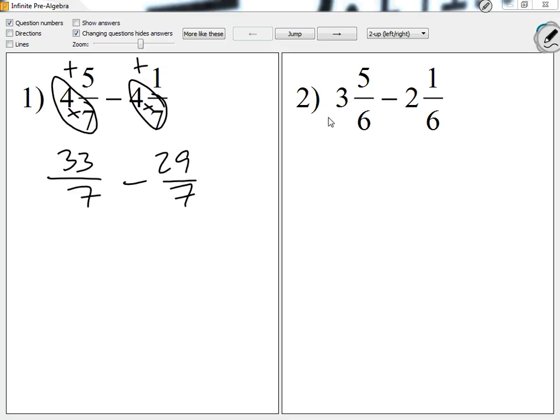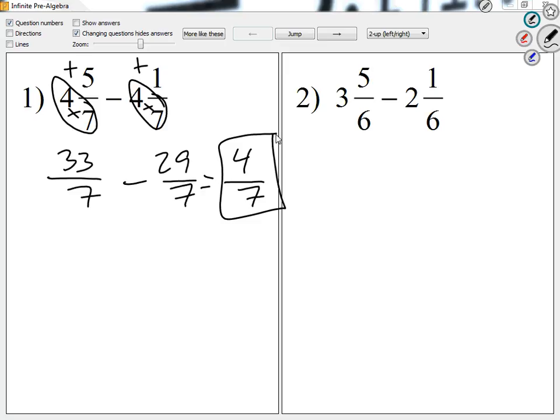For the first two questions, 1 and 2, I noticed that the denominator is the same. So just copy the 7. For the top, how much is 33 minus 29? 4. The bigger number is at the bottom, so we're good. I'm going to leave it as 4 over 7.